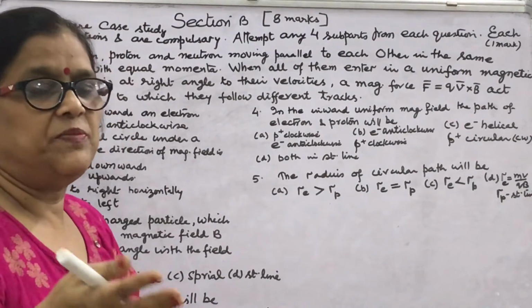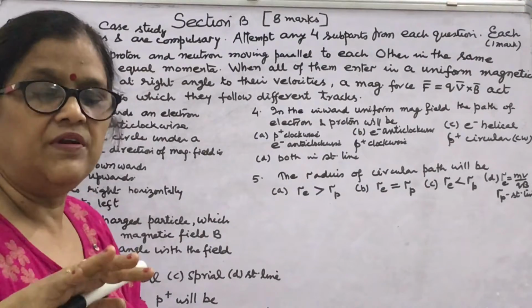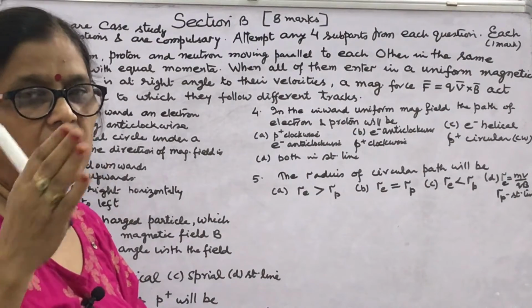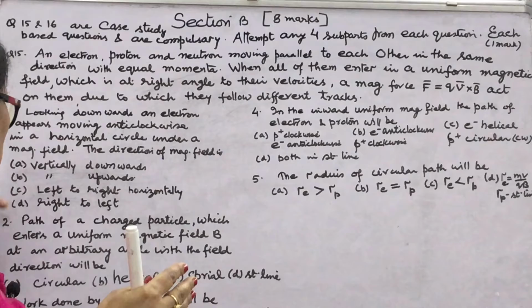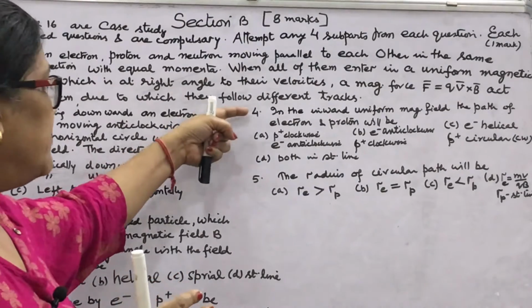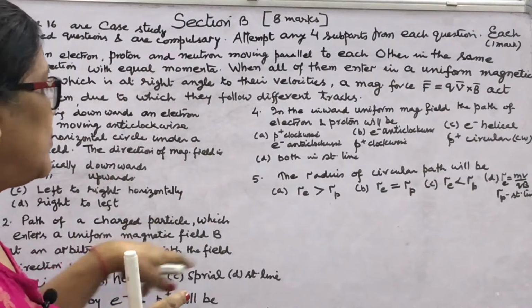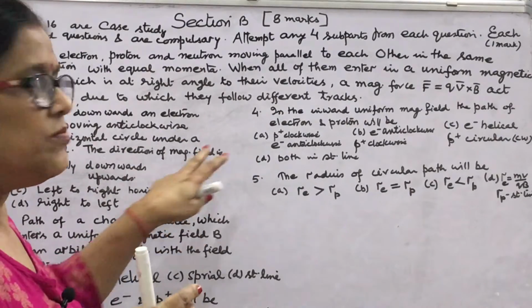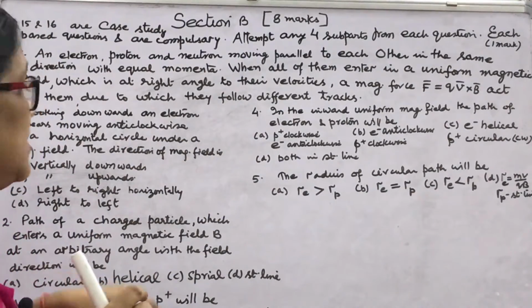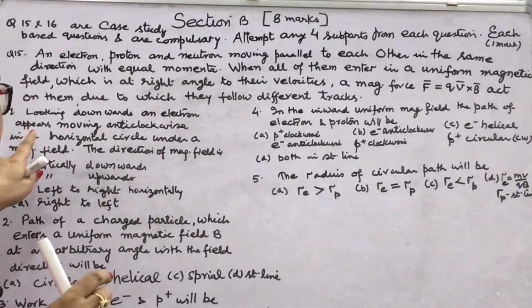Based on this paragraph, whatever you have learned in the topic, 5 sub parts of the question are given here. This is 1, 2, 3, 4, 5. You have to attempt any 4 parts correctly and 4 marks will be awarded. Let us see the first one.